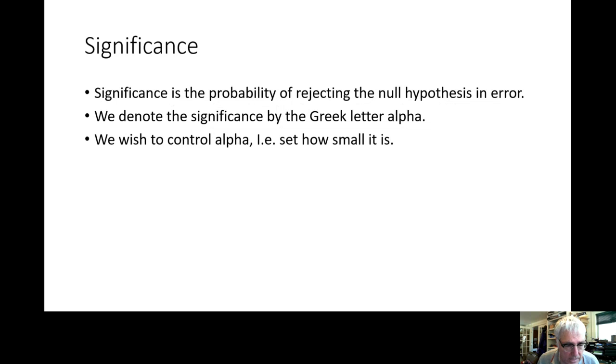And so this leads us to significance. Significance is the probability of rejecting the null hypothesis in error. We denote the significance by the Greek letter alpha, and we wish to control alpha. That is to say, we wish to make it small.